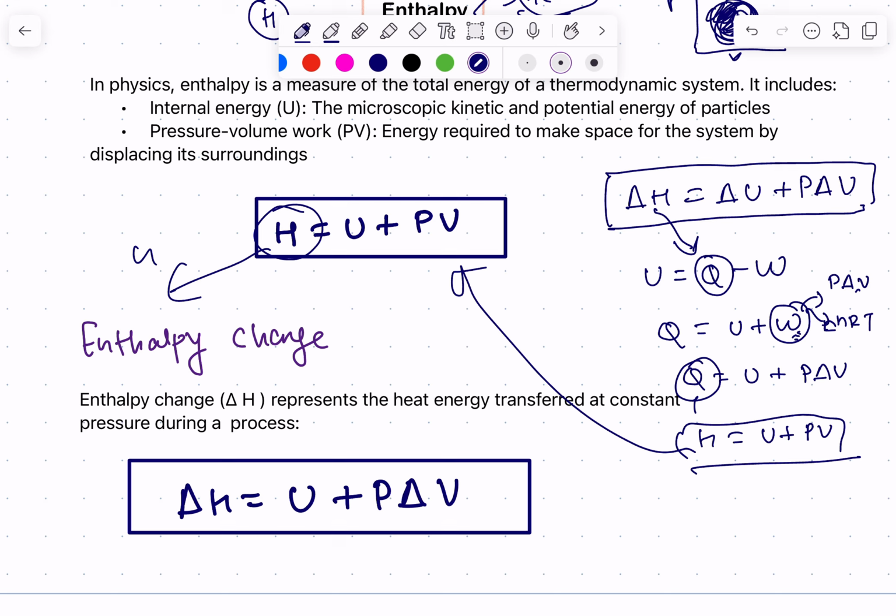In a PV graph, simply you have to calculate the area. If they give you a rectangle, triangle, circle, or whatever, you just have to calculate the area, and whatever the area will be, it will be your work done.